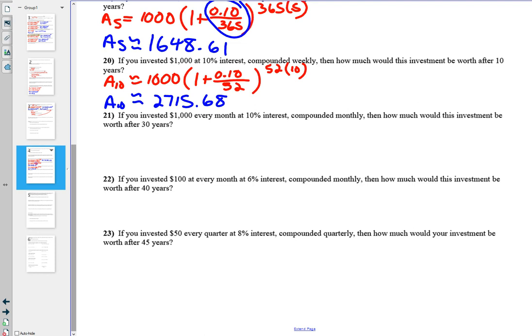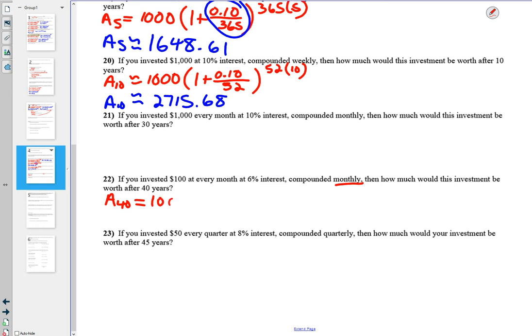So let's actually skip to number 22. Because I don't believe, for the sake of it, we did one yesterday that was monthly. We're still dealing with compound interest. For this one, how long is the interest going to compound here? It's going to be 40 years, so we're going to be looking at the amount after 40 years is equal to, what's the principal amount?